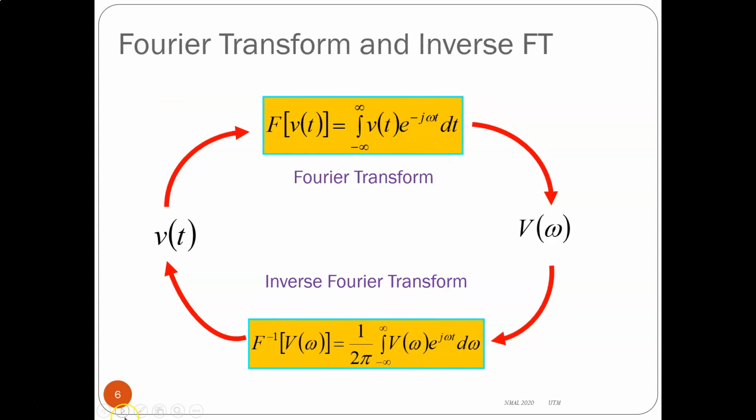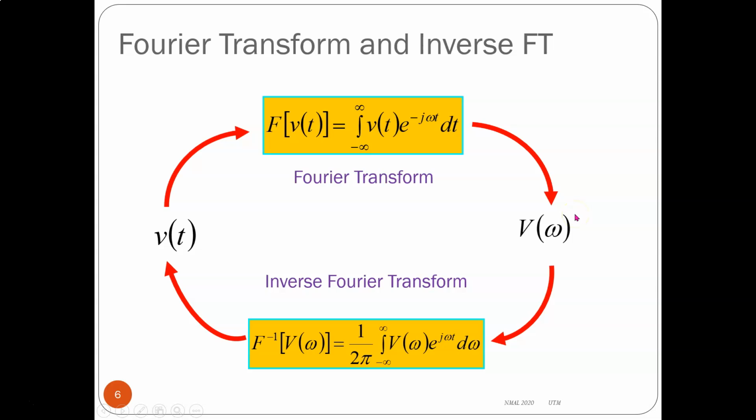So mathematically, this is the definition of Fourier transform. Let's say we have a time domain signal, V(t). This is how we write the Fourier transform: we put F and a square bracket, and we put the time domain signal inside this square bracket. It is equal to the integration of this time domain signal from negative infinity to infinity, multiplied by exponent negative j omega t, dt. By performing this integration, we will get the Fourier transform of V(t), which we write as capital V of omega.